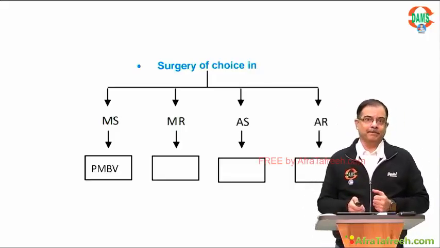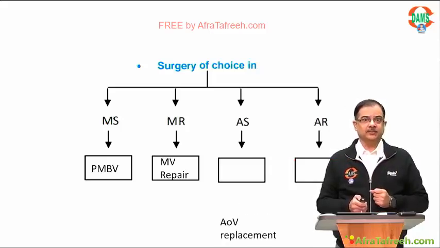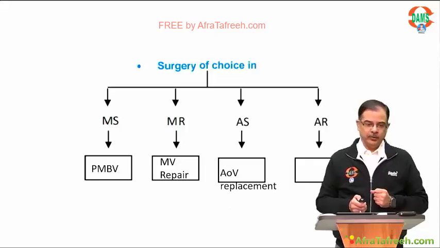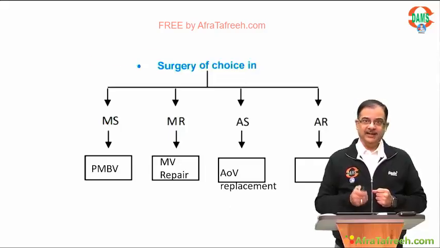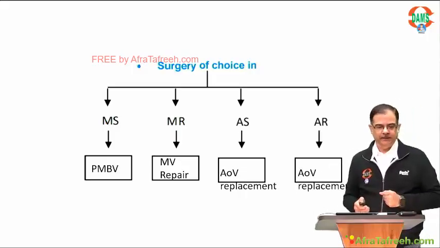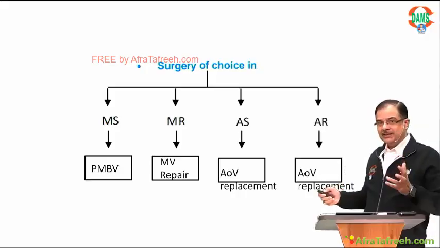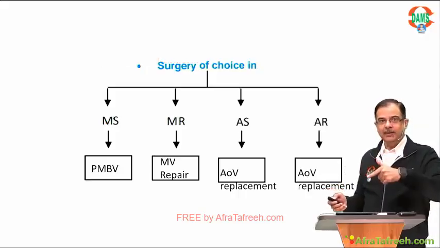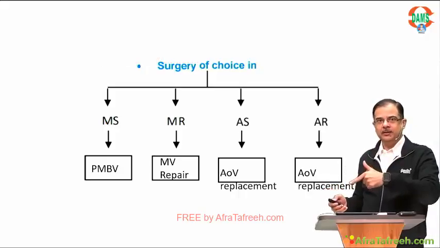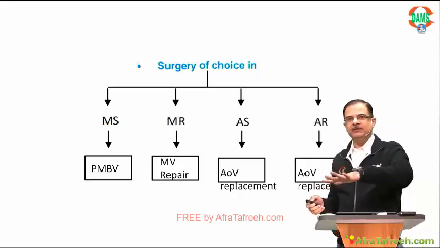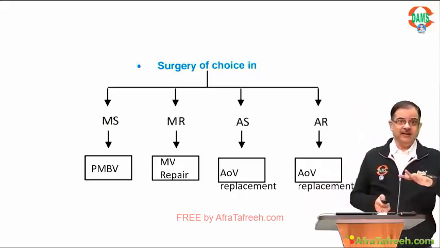MR, repair the valve. AS, aortic valve replacement. AR, aortic valve replacement. So in MS, balloon valvotomy. In MR, valve repair. In AS and AR, replace the valve.